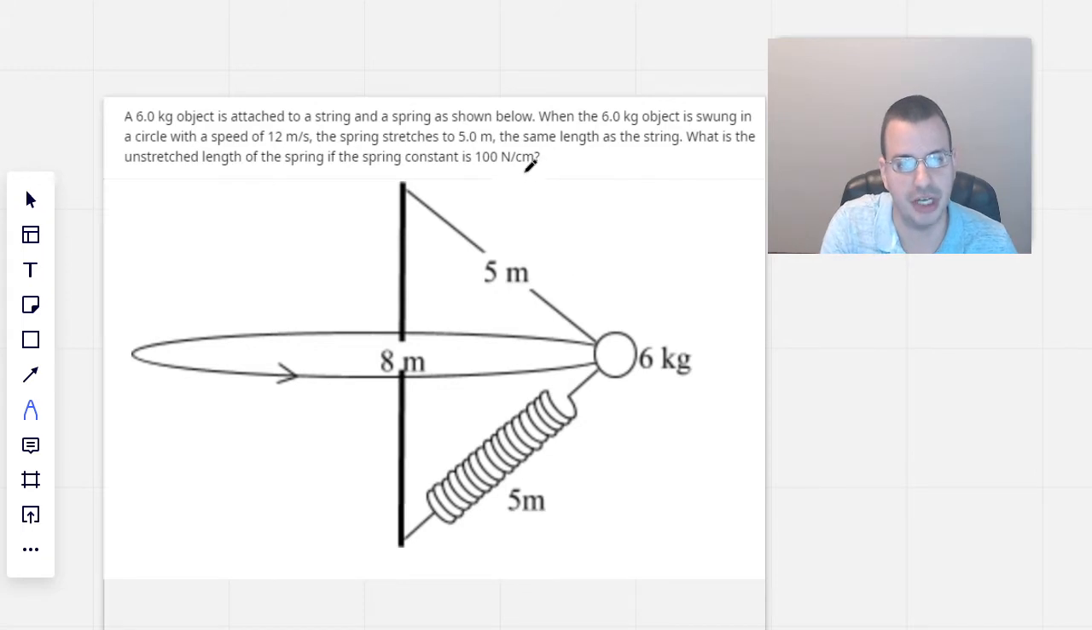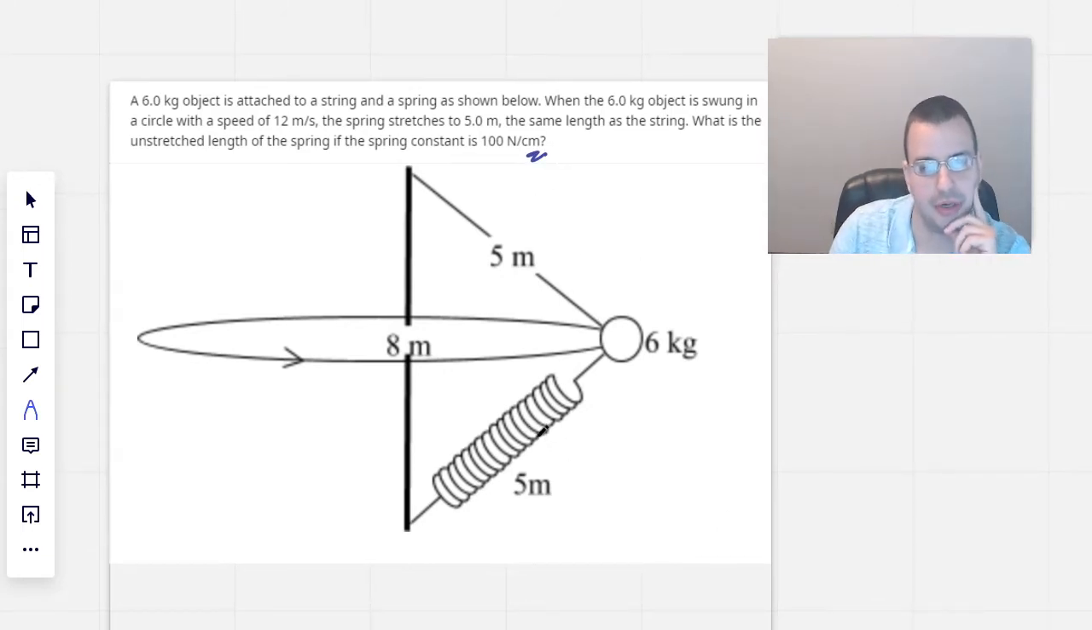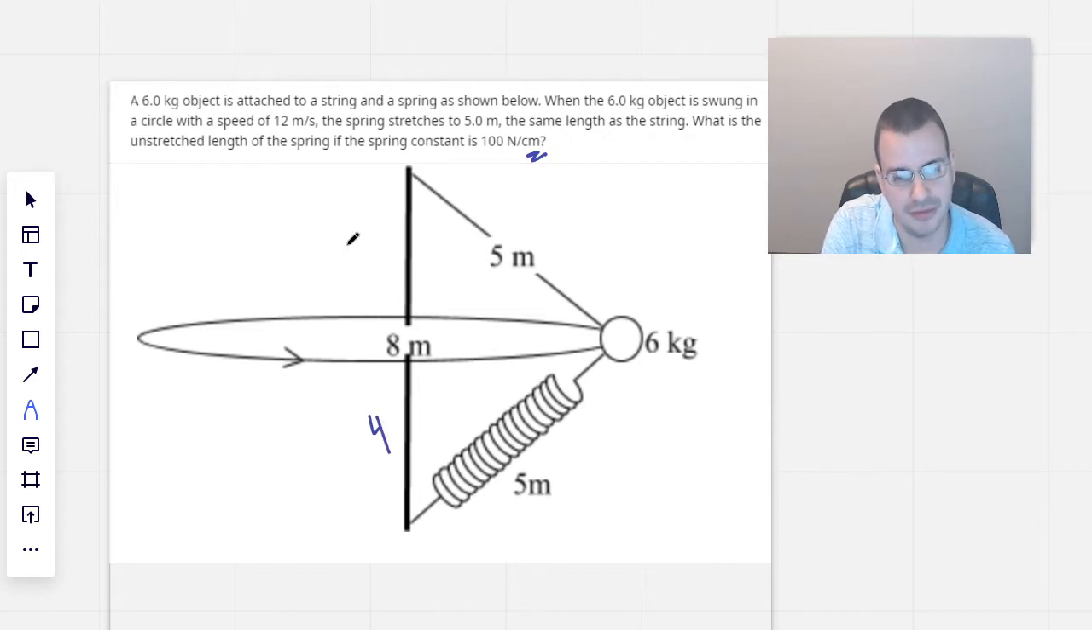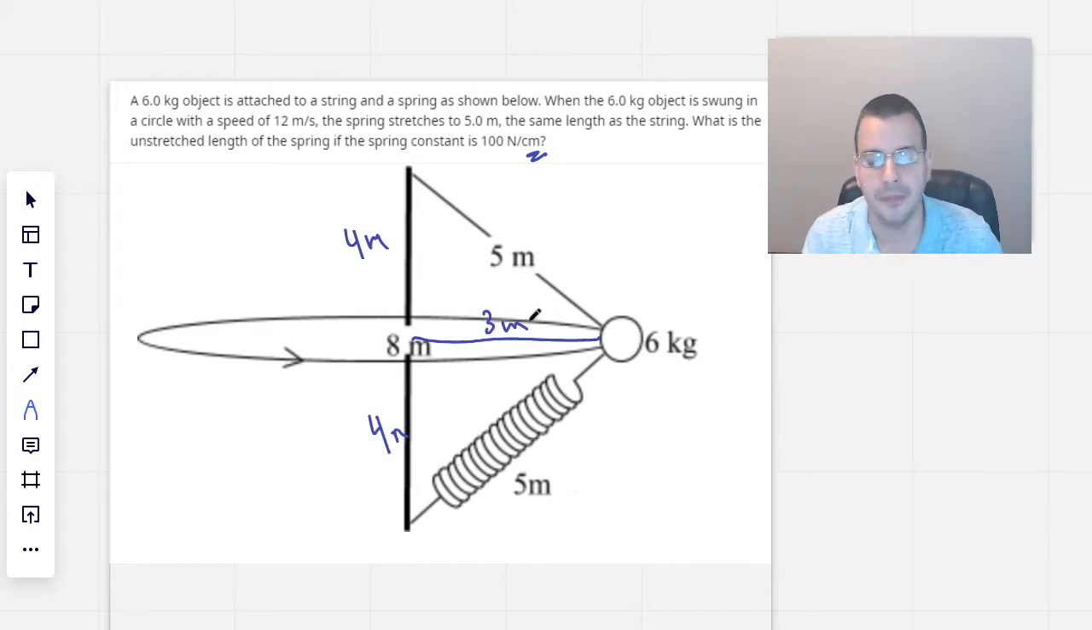Okay, so one thing I have to watch out for is that centimeters are going to have to be in meters at some point. The idea here is this ball is swinging around. I think the length of this pole is 8 meters. So this is going to be 4 meters and this will be 4 meters, which means we have a 3, 4, 5 triangle here. So this is going to be 3 meters.